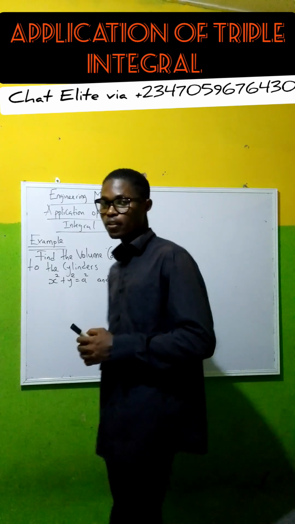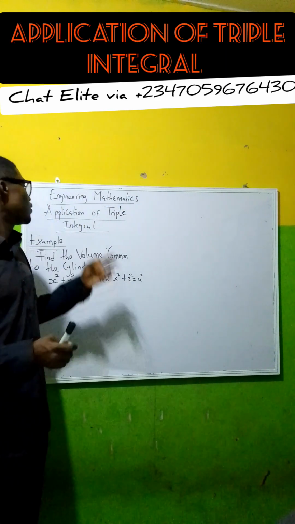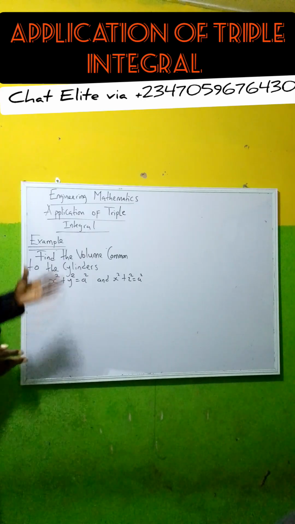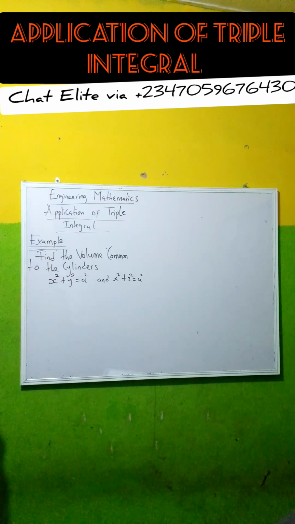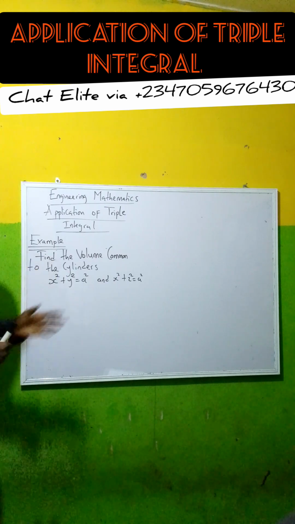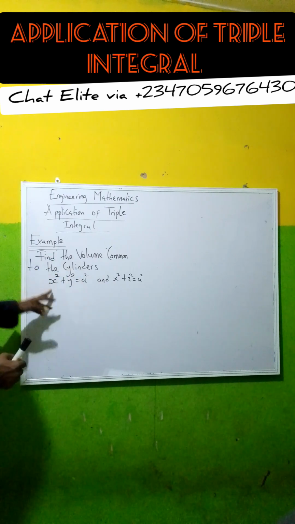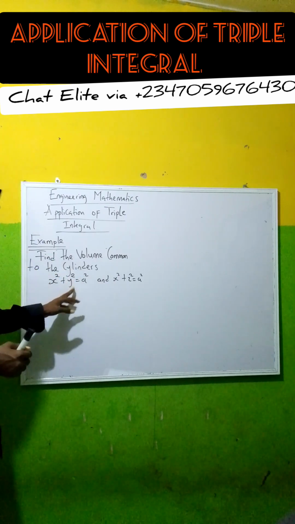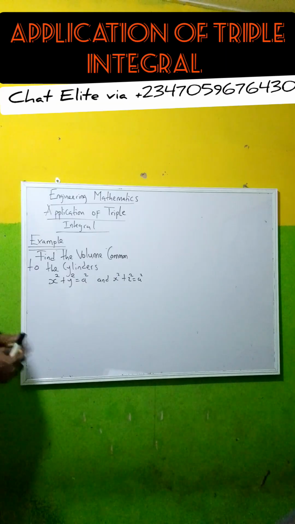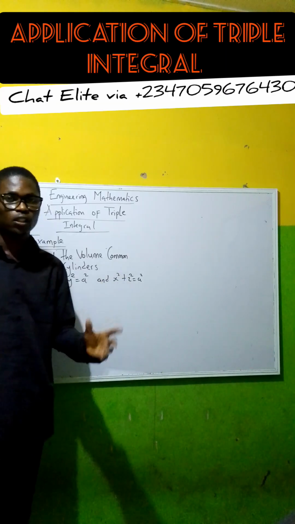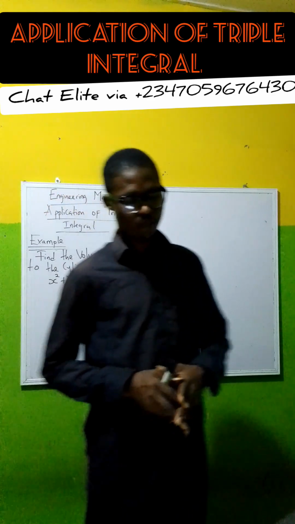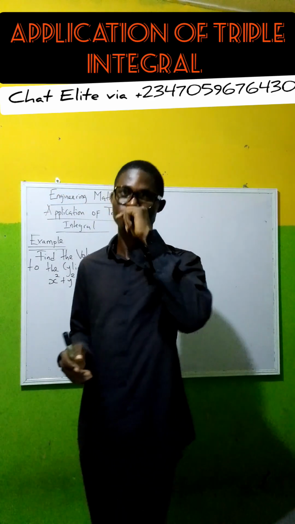Alright, so today we shall be considering the application of triple integral. So we have an example here. Find the volume common to the cylinders x squared plus y squared equals a squared, and x squared plus z squared equals a squared. Alright, we shall proceed this way.